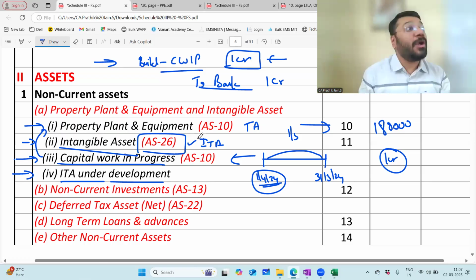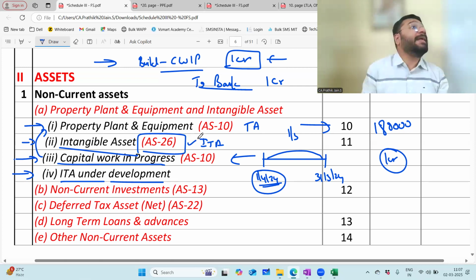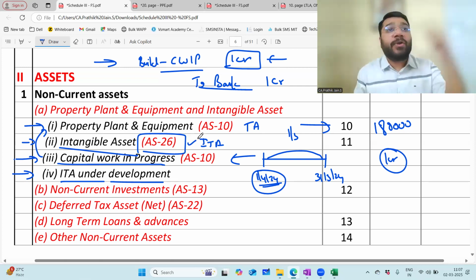Zoho is one of the accounting software. Whatever software the Zoho company has created, for them, that is an intangible asset. You are using that. So for you, it is a right to use it.